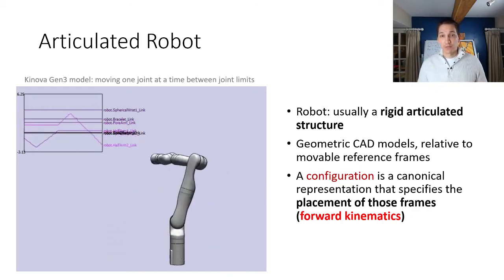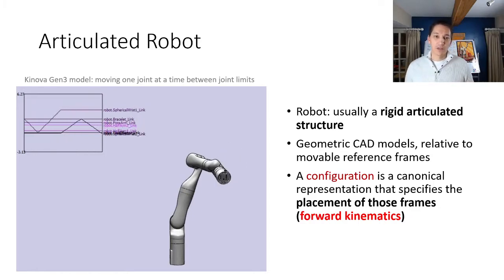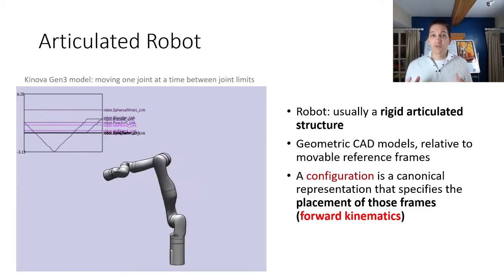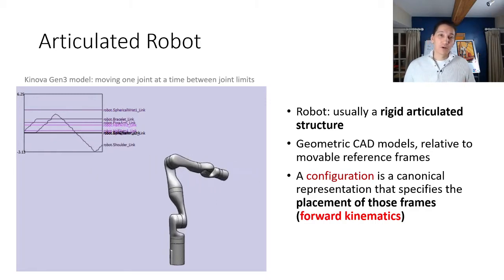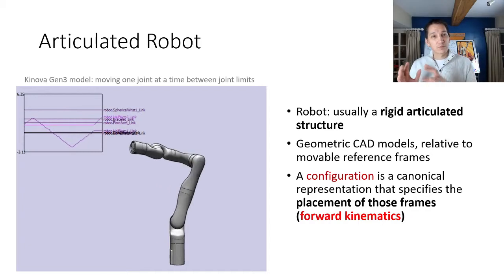connected by joints. It also has geometric CAD models describing the geometry of the robot links attached to those reference frames. And a configuration of the robot is a way to specify the whole position of the robot, and it usually consists of a set of joint angles. And the process of converting from those joint angles to the placement of the reference frames of the links is called forward kinematics.